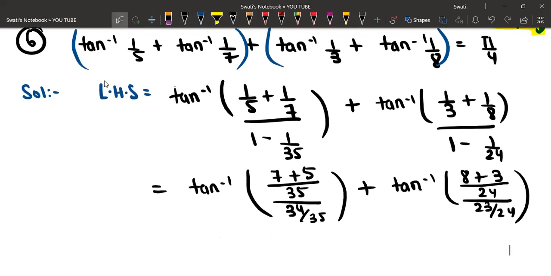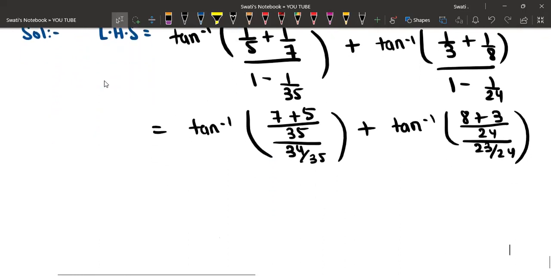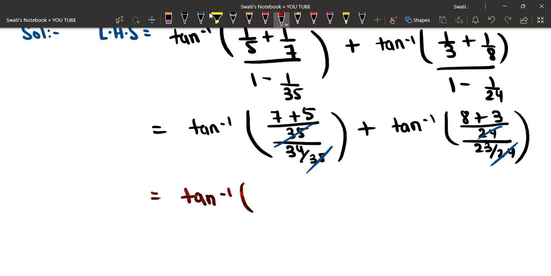Okay, remember we need to prove pi by 4 because on the RHS we have pi by 4. So here I'm going to cancel this 35, 35, and I'm going to cancel this 24, 24. So what are we getting? We are getting tan inverse 7 plus 5 is 12, so that is 12 upon 34. And then here I'm getting tan inverse 8 plus 3, that is 11 upon 23.